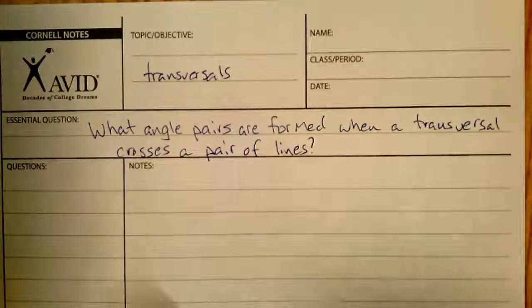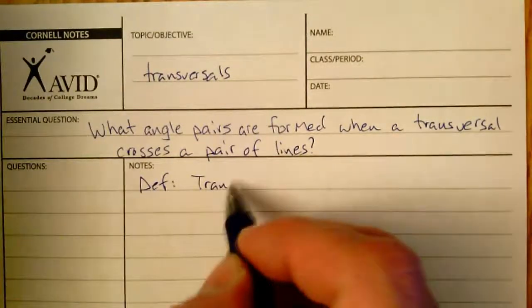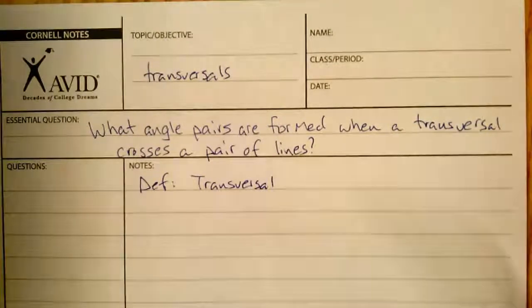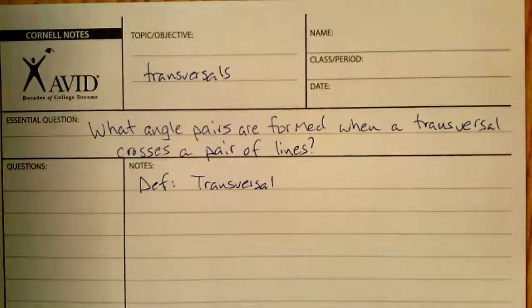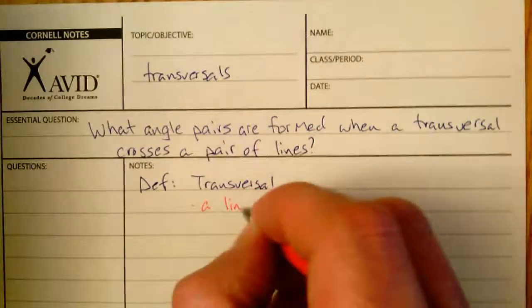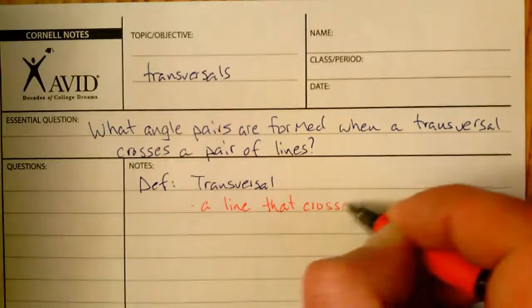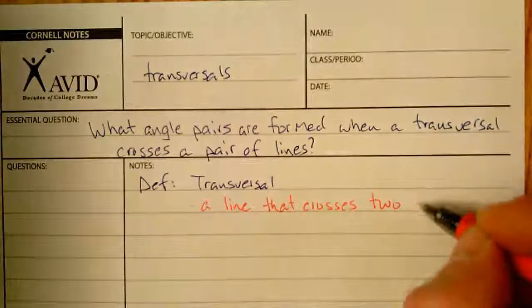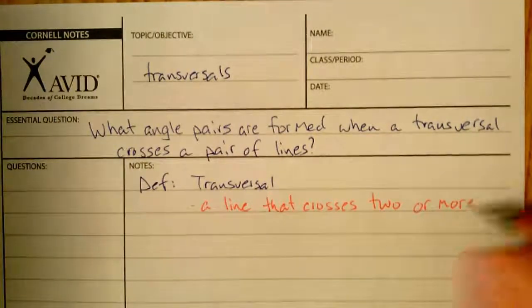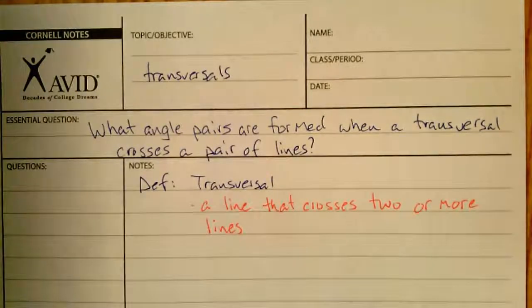All right, first of all, just a quick definition. Transversal. That's simply a line that crosses two or more lines. A line that crosses two or more lines. All right.